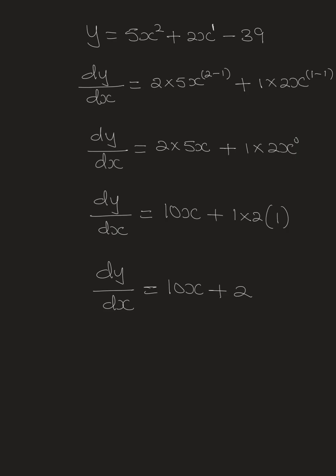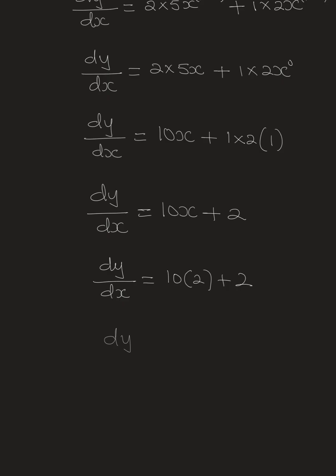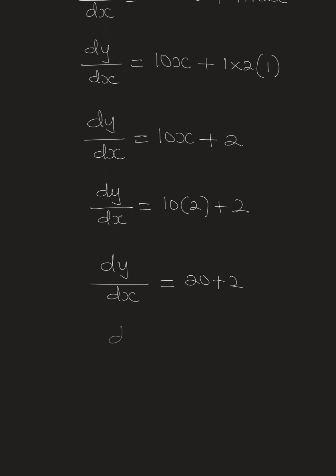So after reaching this point, we can substitute the value of x to know the gradient. Remember, the question says that the gradient at point x is equal to 2. So dy over dx is equal to 10 into 2 plus 2. So dy divided by dx is equal to 20 plus 2. dy divided by dx is equal to 22.